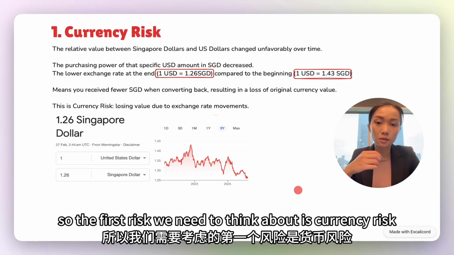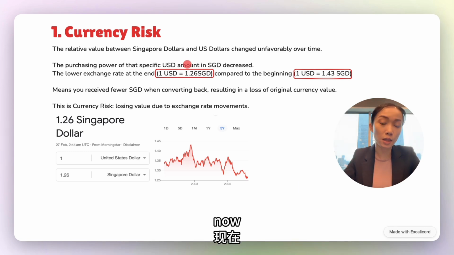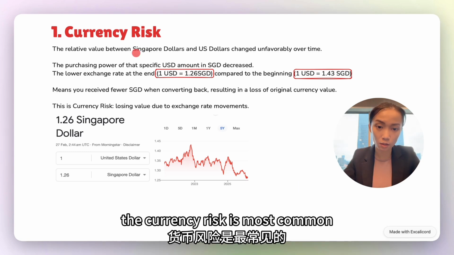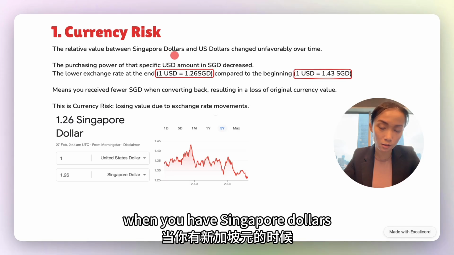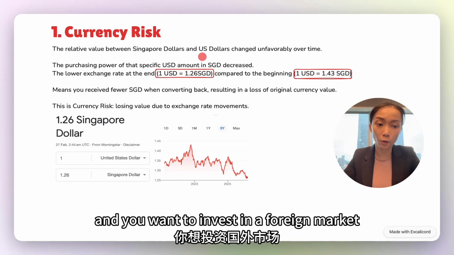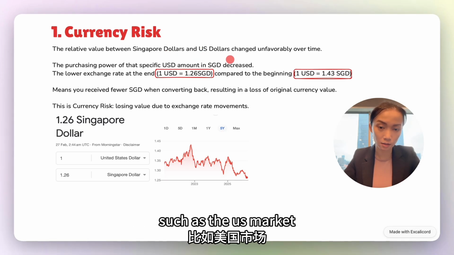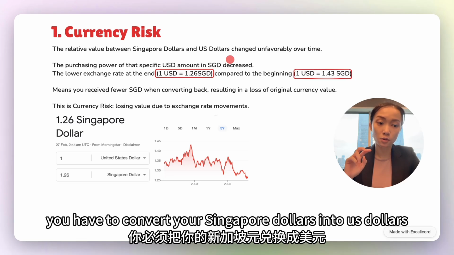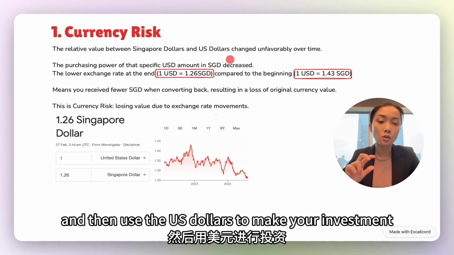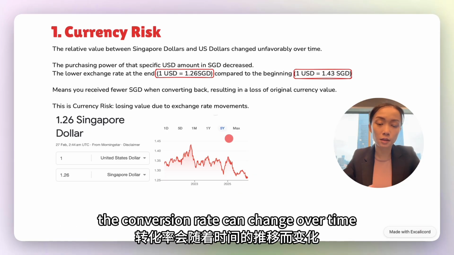So the first risk we need to think about is currency risk. Now, currency risk is most common when you have Singapore dollars and you want to invest in a foreign market, such as the US market. So you have to convert your Singapore dollars into US dollars and then use the US dollars to make your investment. However, the conversion rate can change over time.